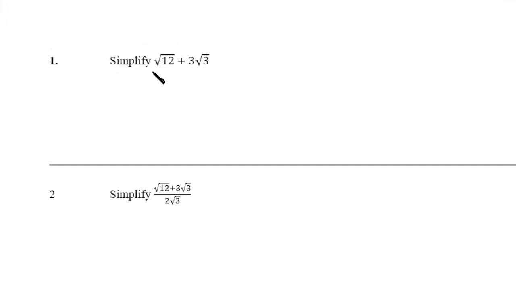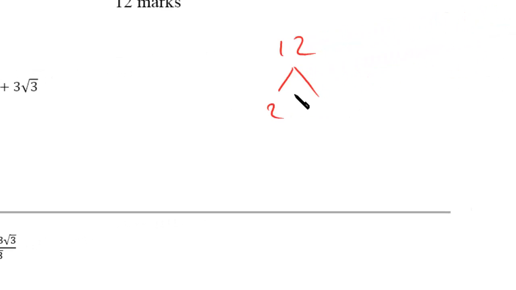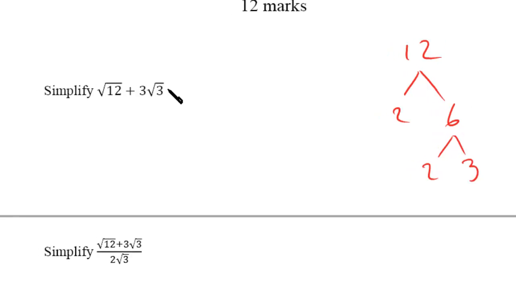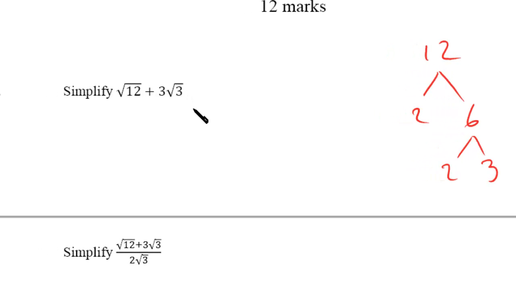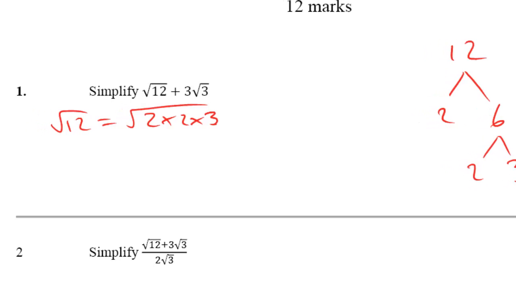Right, first question we're going to look at is simplify root 12 plus 3 root 3. Now, what we need to do is prime factorize 12. And we see 2 goes into 12 6 times, and 2 goes into 6 3 times. We've already got this section prime factorized, so we don't need to do that. So root 12 is equal to the square root of 2 times 2 times 3. We've got that from here, 2 times 2 times 3.